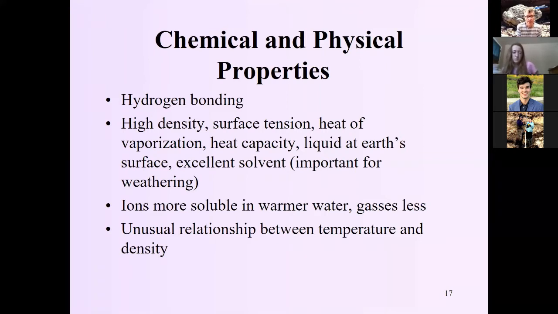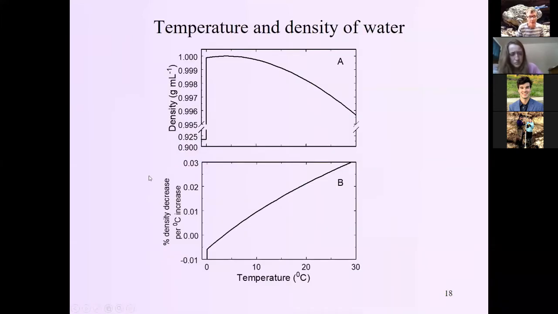In addition to those properties, ions tend to be more soluble in warmer water, for the most part, though there are a few that aren't, and gases are less soluble. So when we were at the lake yesterday, we talked about oxygen solubility in water, and the warmer water gets, the less oxygen there can be in the water. So that's why the amount of oxygen in water is a function of the temperature. There's an unusual relationship between temperature and density, which we'll get to right now.